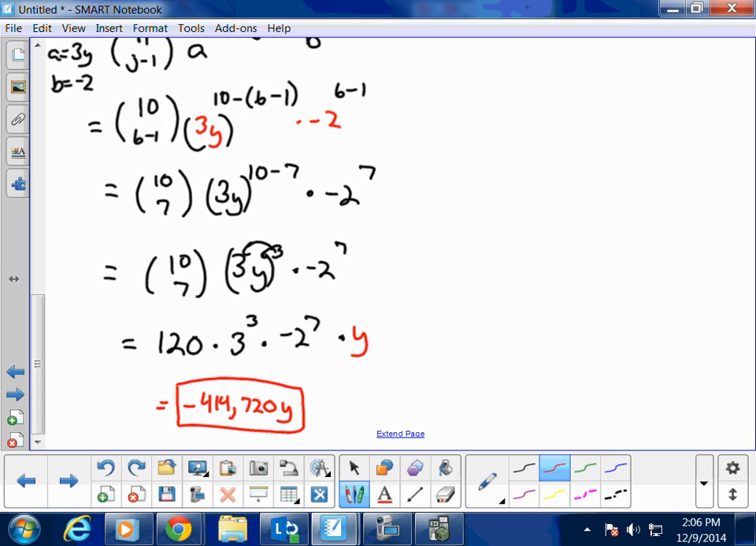Oh, except for one thing. That's cubed, because that carries. That's cubed there.